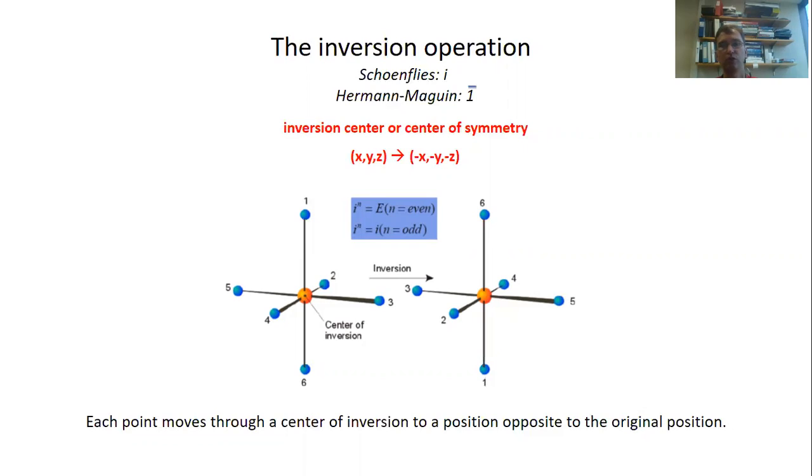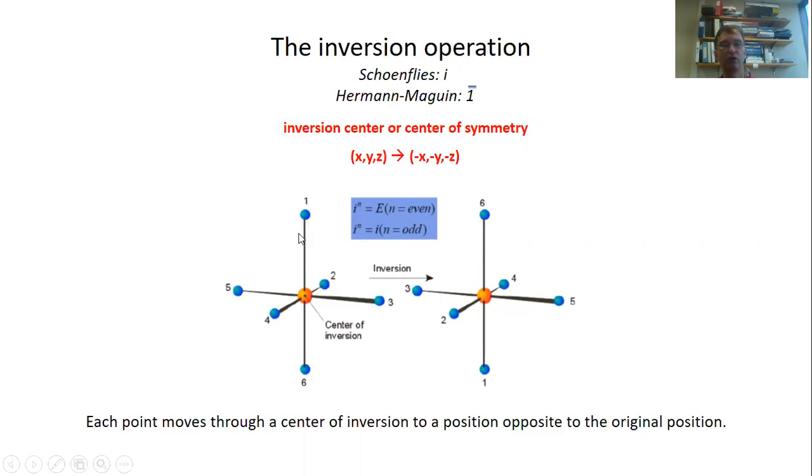So what do we do when we invert? We move every point of the object through the inversion center to the other side. That means that if we define the inversion center as the point zero in our coordinate system, then any coordinate x, y, z is getting transformed into the coordinates minus x, minus y, and minus z. So here's one example of how the inversion works.